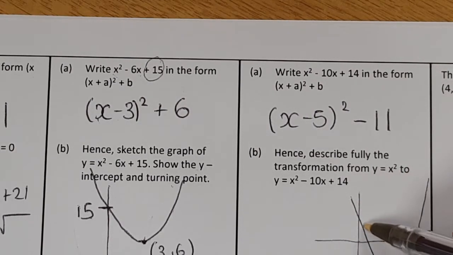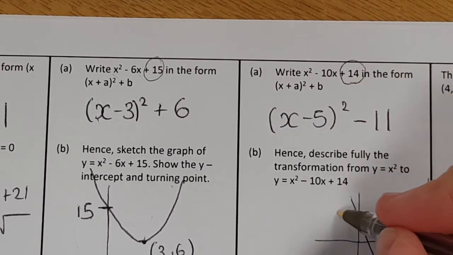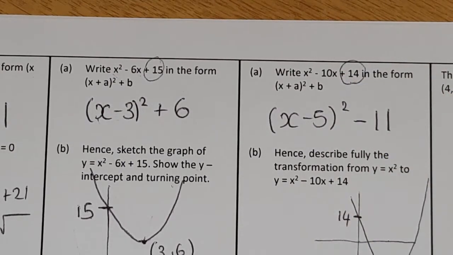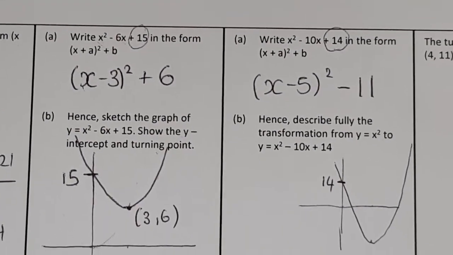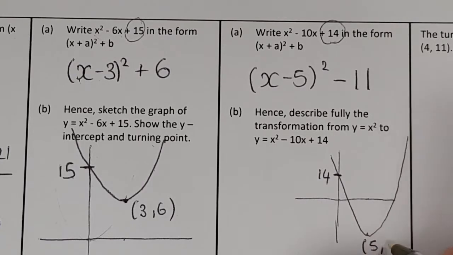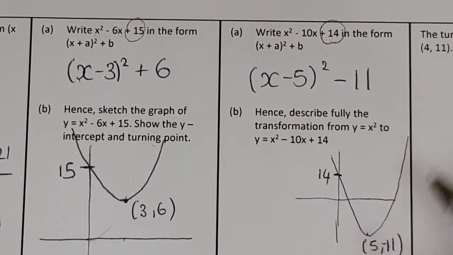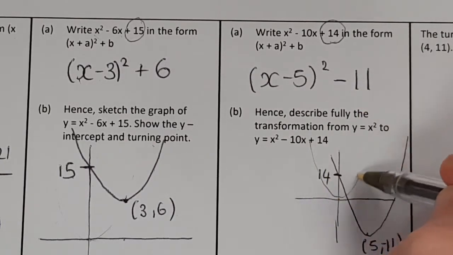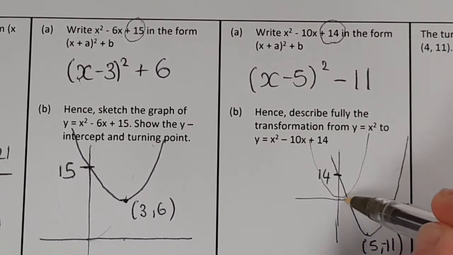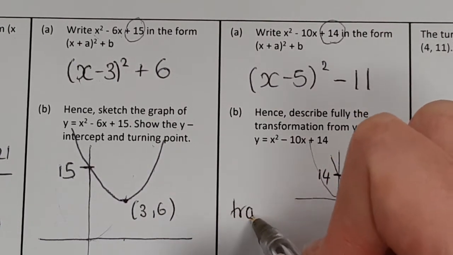Now the reason I know it crosses up here is because, again, look back at your equation, the n number tells you where it crosses. So I know it crosses at 14. So that means I've got a curve that looks like this, with that coordinate there being 5 and minus 11. We want to describe that transformation. Now remember, this started off as the original x squared graph. It moved 5 right and down 11. So that is a translation.